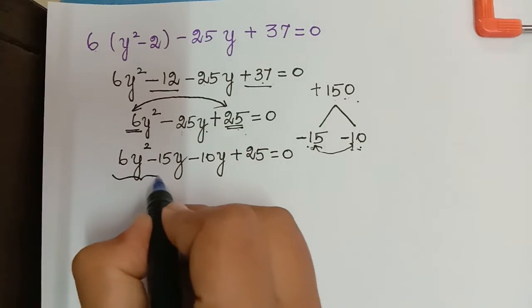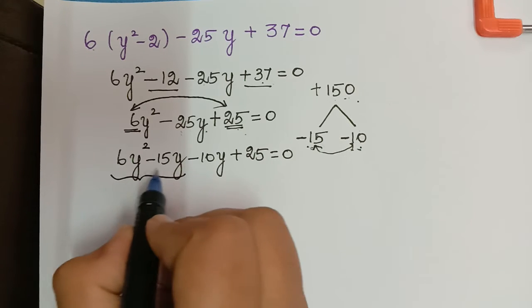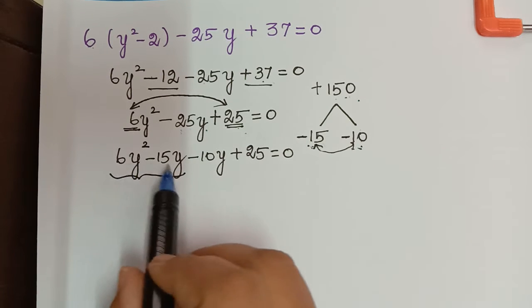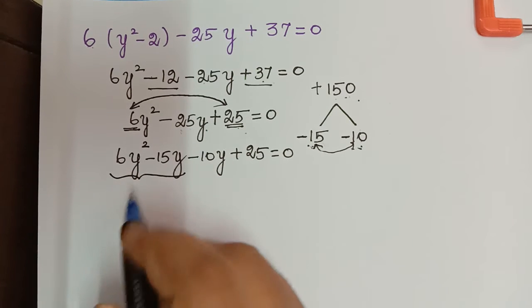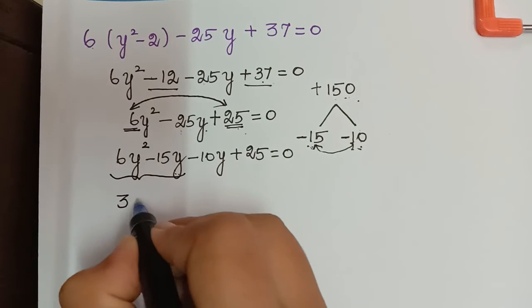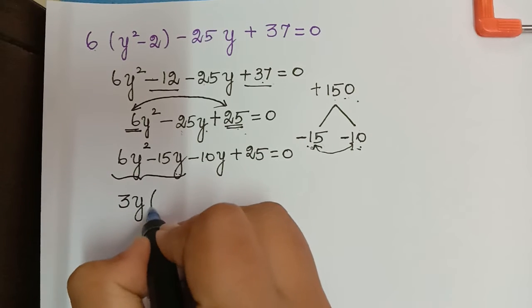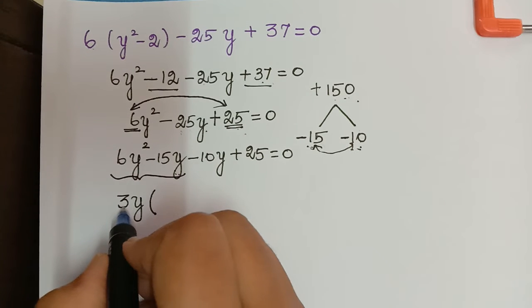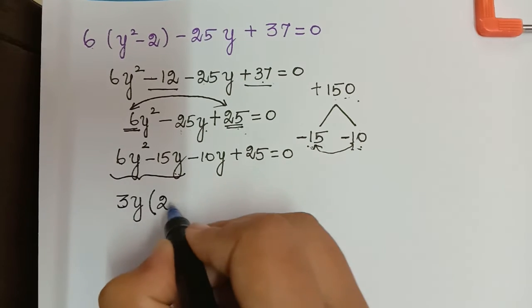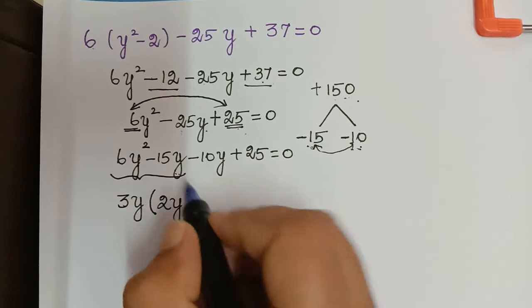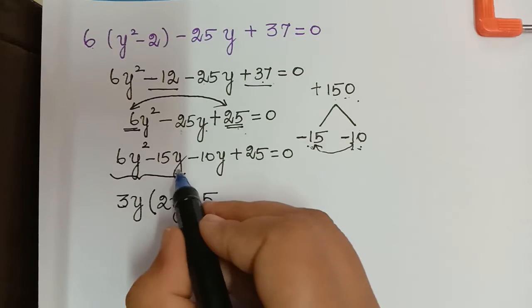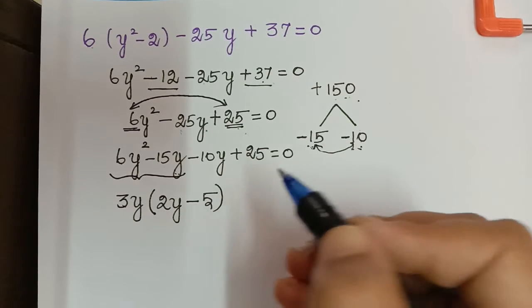Now we will consider these two terms. What are the terms that are common in these two terms that we have to pick outside? We could see that these two are multiples of 3, so we could take 3 out, and we have a y in common in both, so that y also we will take out. So within the bracket we will be left with, now 3 multiplied with 2 is 6, so 2, and then one of the y we have here, so 2y. Then negative, now 3 multiplied with 5 is 15, so we will be having 5, and this y we have taken out. So we can close the bracket here.